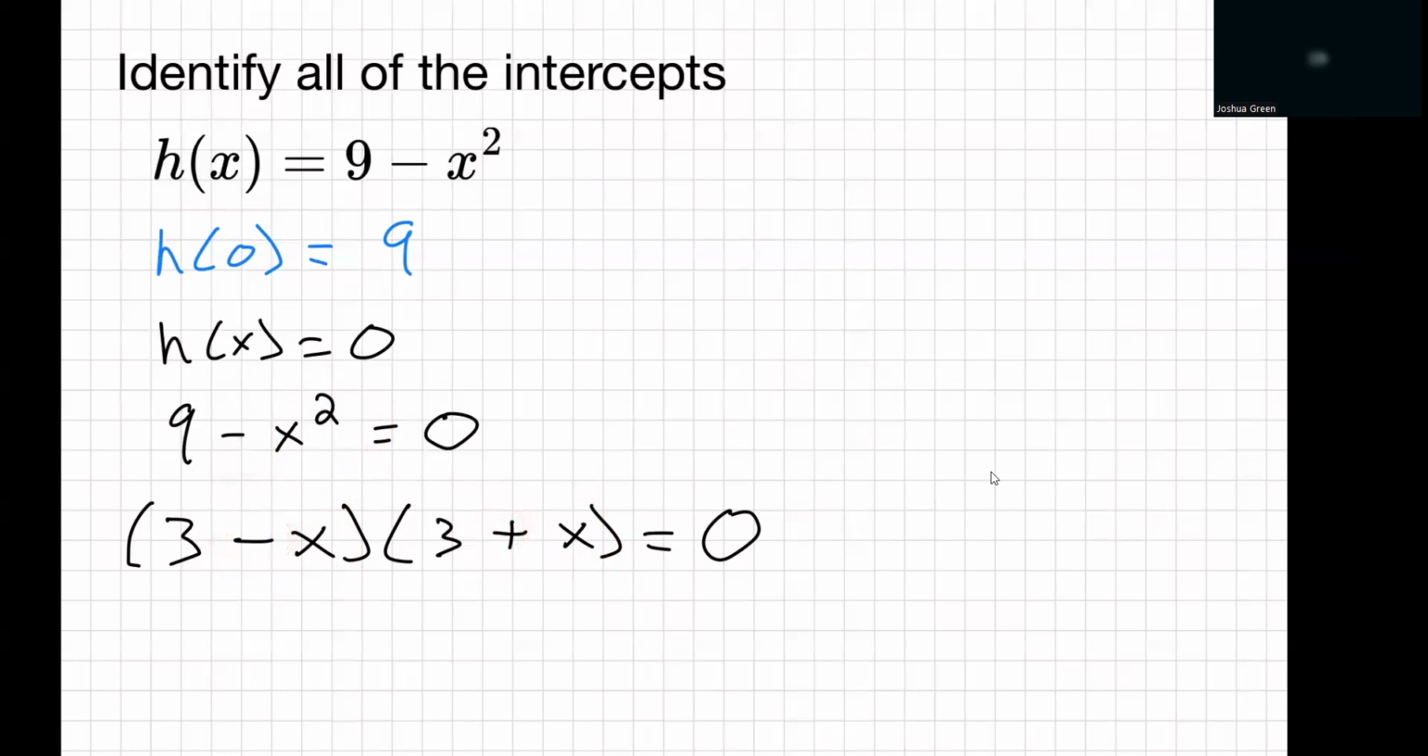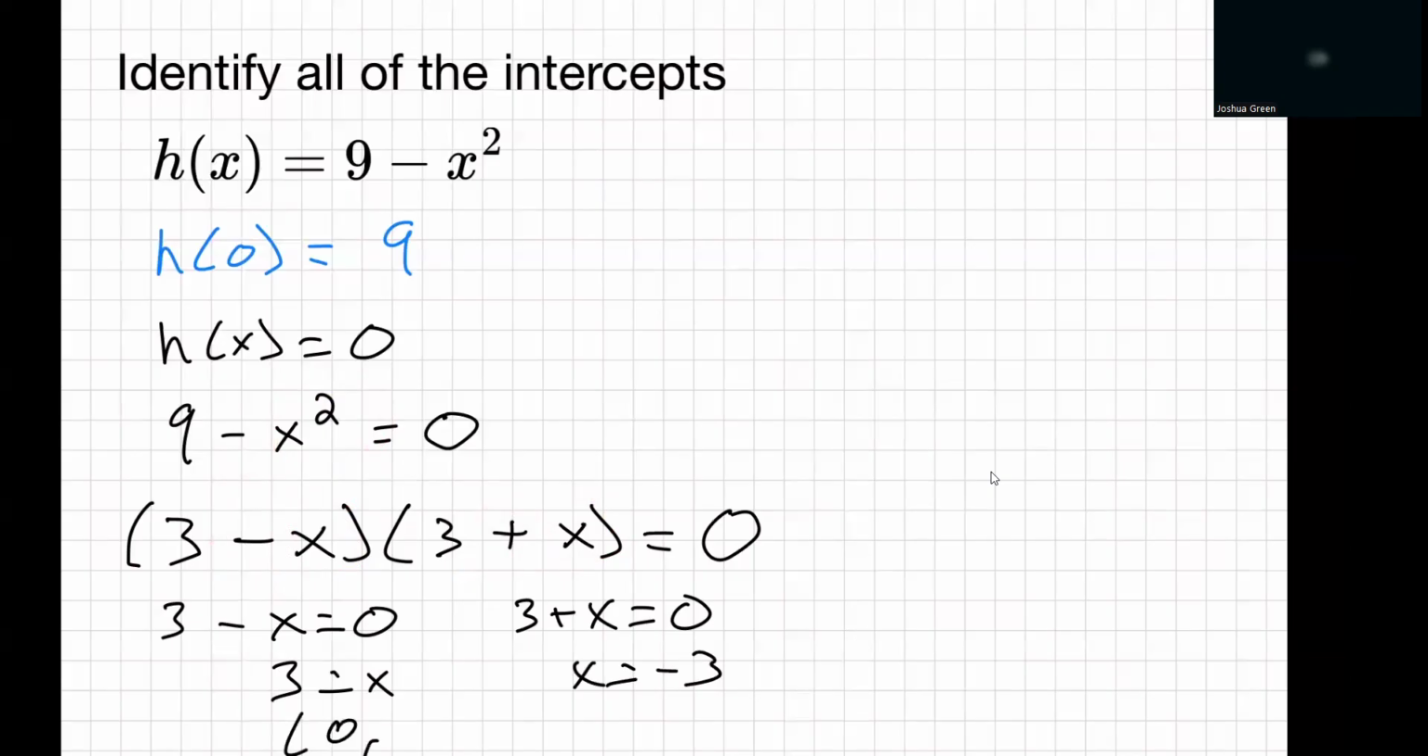Now, with that in place, we can again set these both equal to 0. And we'll get 3 equal to x when I add the x to both sides, and then x equal to negative 3. So once again, we found two x-intercepts. And I'm writing them wrong. Be careful. The x goes first.